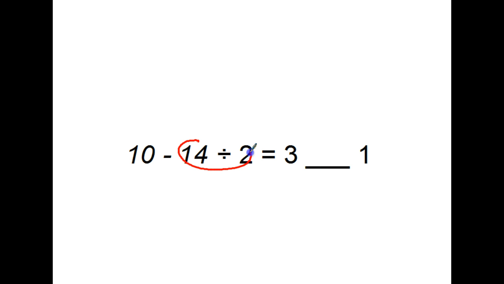I'm doing the division first because it's higher power. 14 divided by 2 is 7. 10 minus 7 gets me a 3. What can I do with this side to get 3? Oh, it looks like there's actually 2 answers over here that would work this time.